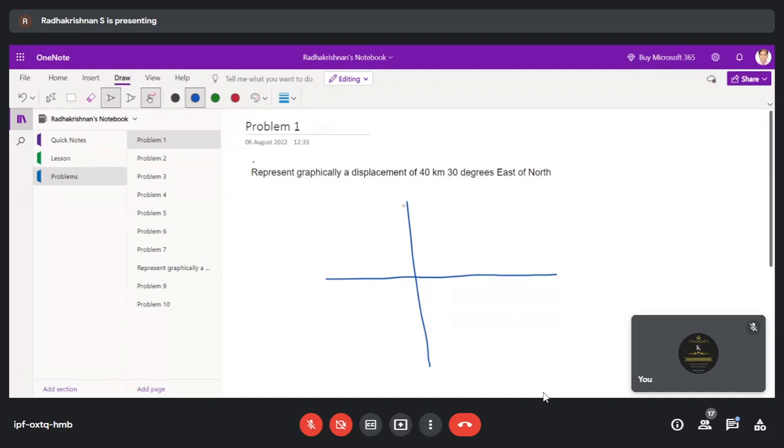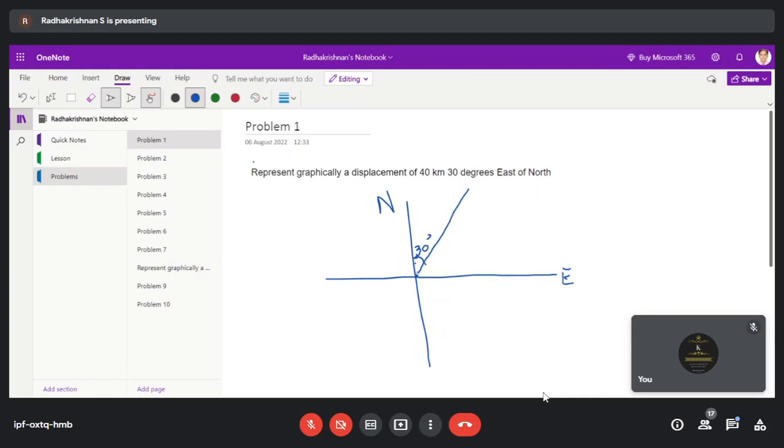So we know that this is your north. Yes, I can use this, right? And mark 30 degrees to the east of north. To the east in the side, yeah. So this is your east. So 30 degrees to the north in the direction, so that this is 30 degrees. 30 degrees east of north.